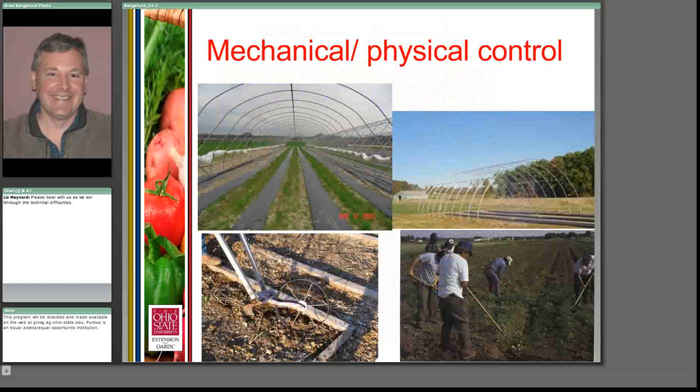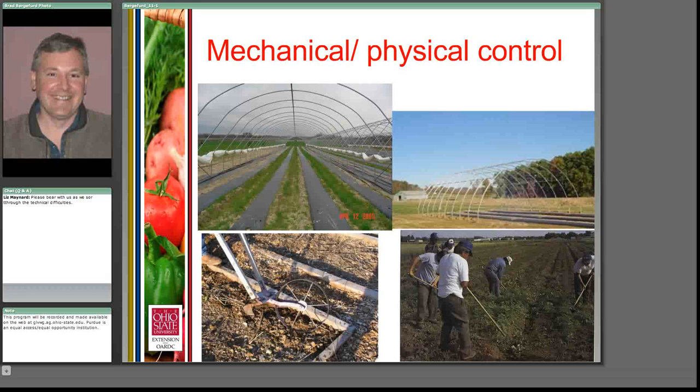Here are some pictures of mechanical physical control. That's one of my growers up on the top left. They will actually put tomatoes in this tunnel. This is a high tunnel, and they will put the plastic, put the beds, and put a cover crop in between those beds here in the fall, so they will be ready to go come spring.